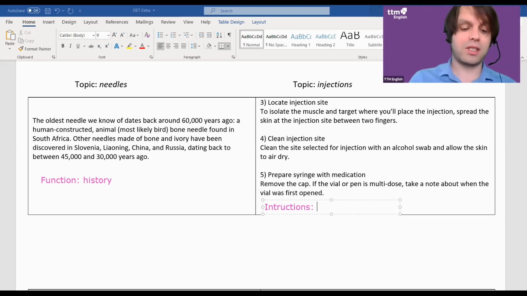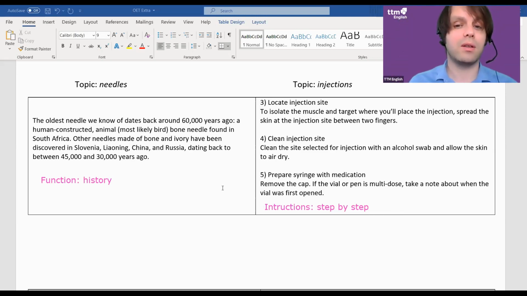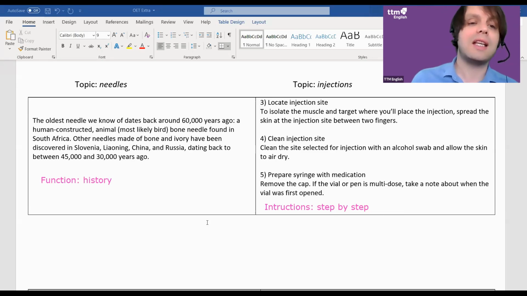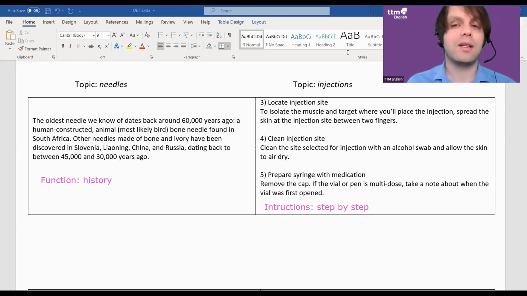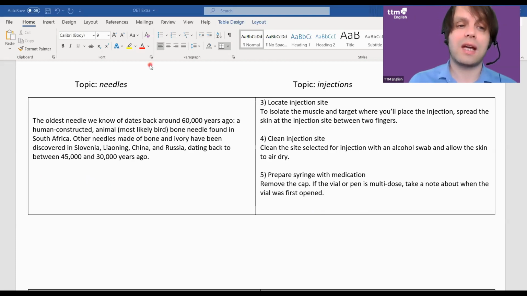This seems like a sort of step by step approach, but you could have instructions where there is no 1, 2, 3, 4, 5. Okay, so I'm just making a simple point, guys, that the topic is something different from the function, and we're not really interested in the topic in OET reading part B. We're interested in the function of the text.